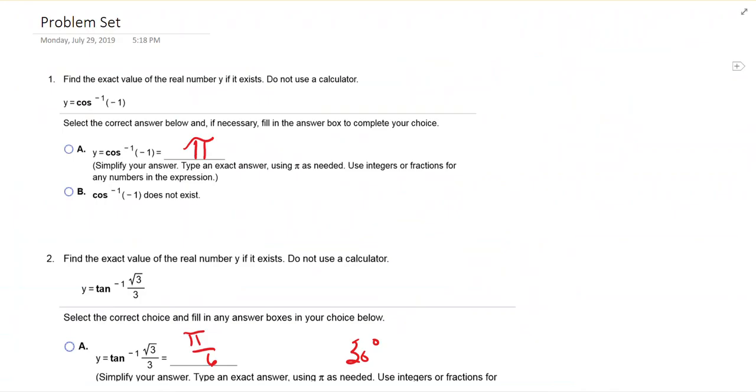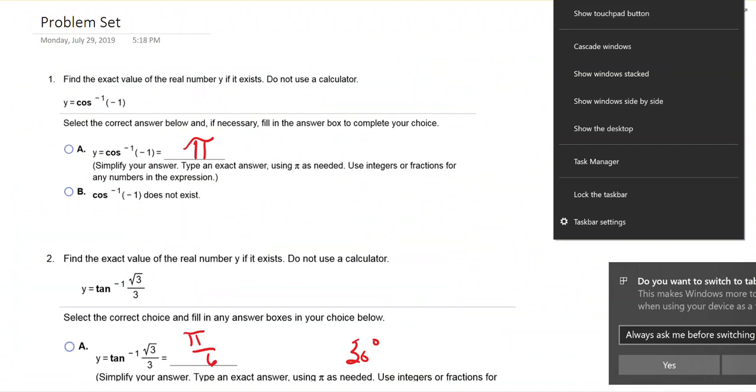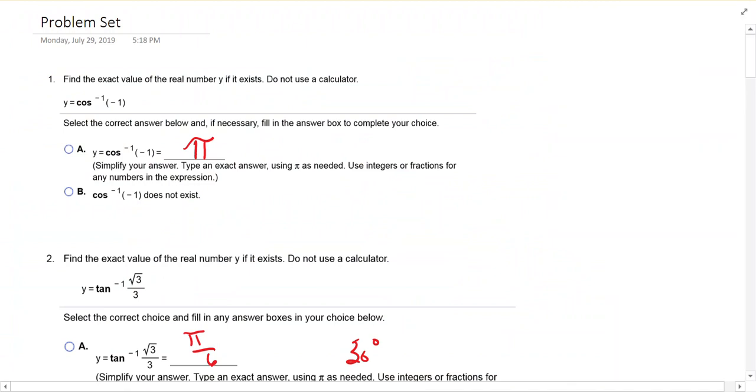Find the exact value of the real number, if it exists. Do not use a calculator. So they're going to be giving us values that we should know. This says, what is the inverse cosine of -1? And that means what angle has a cosine of -1.